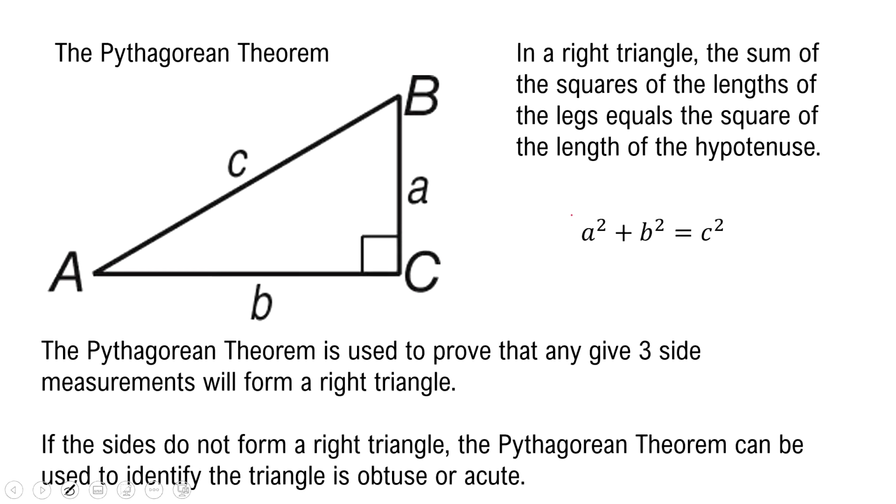We know the formula. A squared plus b squared equals c squared. What it is in words is that in a right triangle, the sum of the squares of the lengths of the legs of the triangle are equal to the square of the hypotenuse. Remember, the hypotenuse is always the c value. It's always the side opposite the right angle when you draw out your picture of the triangle, or if you're given a picture of the triangle, it's always the side opposite.